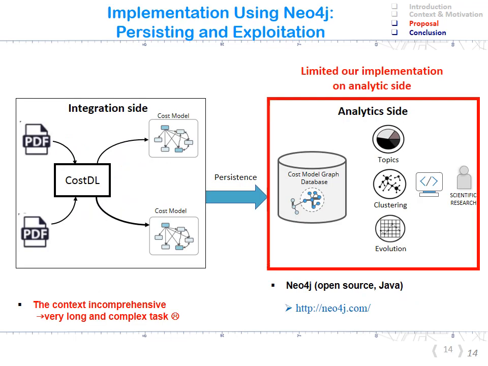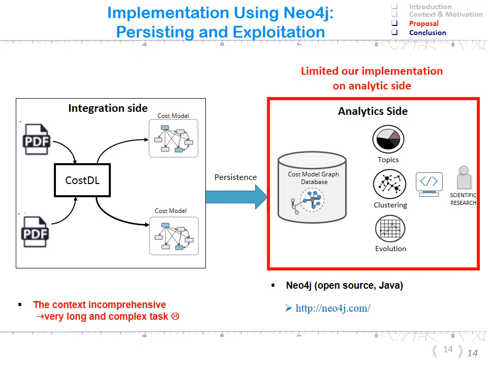Our proposal has been implemented using Neo4j and the query language Cypher to explore the content of the graph database. As you can see in this figure, we have 2 parts, the integration side and the analytics side. In the integration side, each database cost model paper has a context and a relation type with the other cost models. The context must be extracted as a summary.